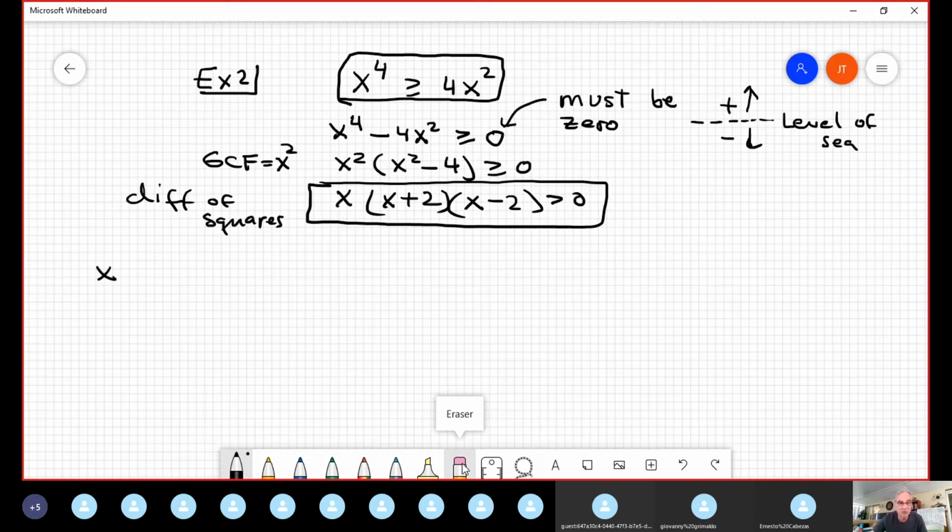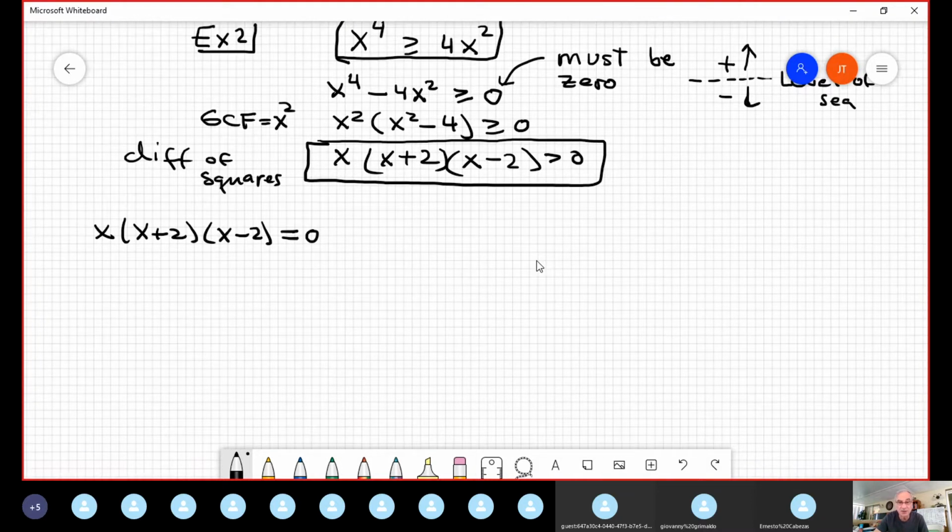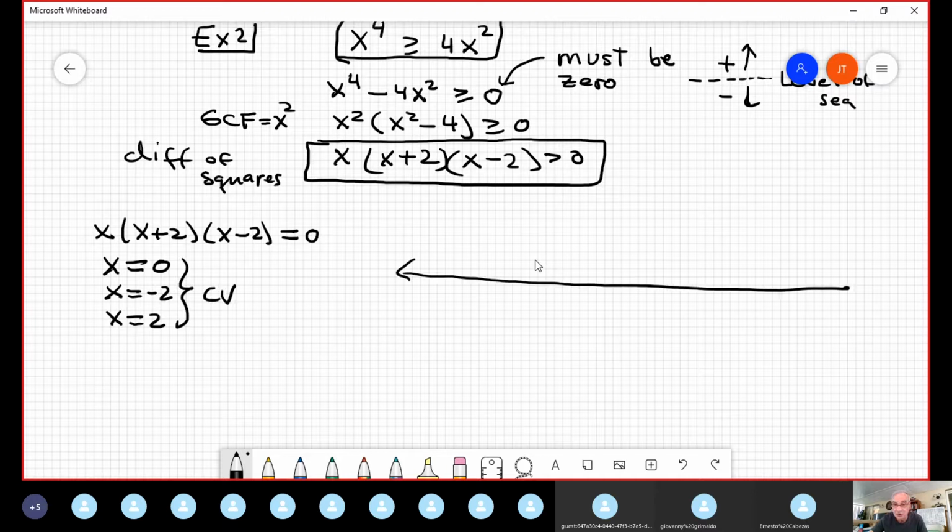This is very easy using the critical values. You convert temporarily to an equation, temporarily, because the solution of this is not necessarily the solution for the inequality. But this helps me to find the critical values. The critical values are 0, -2, and positive 2. The critical values help me to create the partition of the real number line. 0, partition. 2, partition.